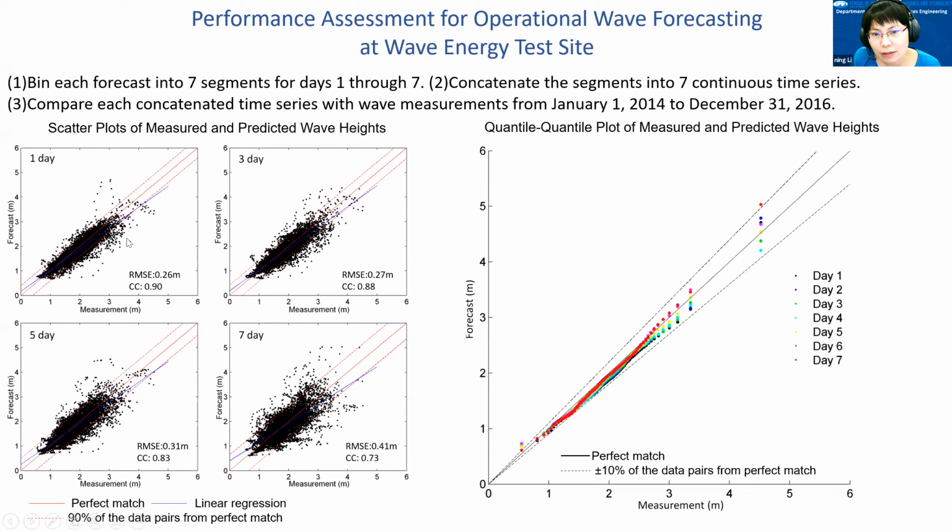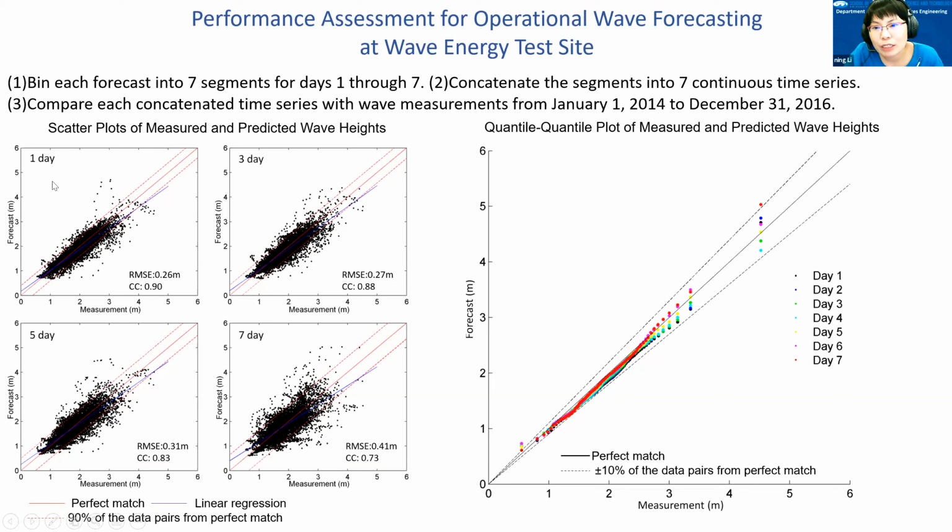So the left panel is the scatter plot. The x axis is the measurement, and the y axis shows the forecast. The closer the scatter is to the perfect line, the closer the measurement and the forecast are to each other. That means the model works better. And when the spreading increases, that means the uncertainty level also increases.